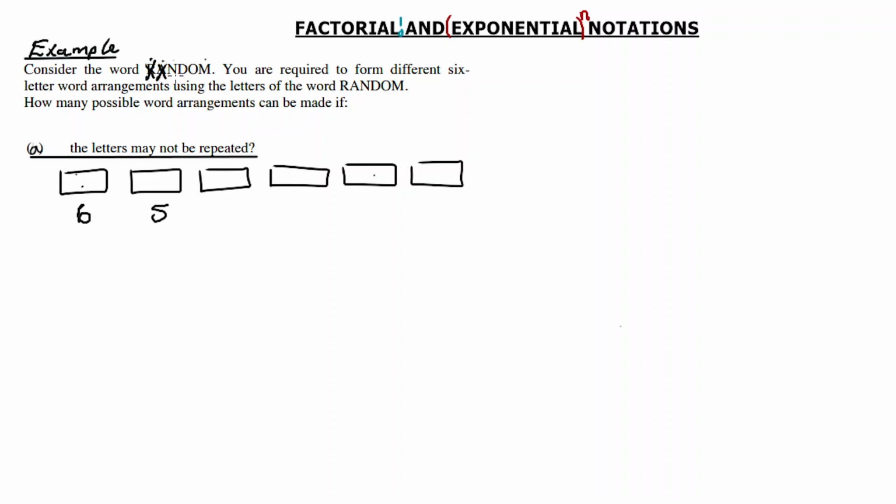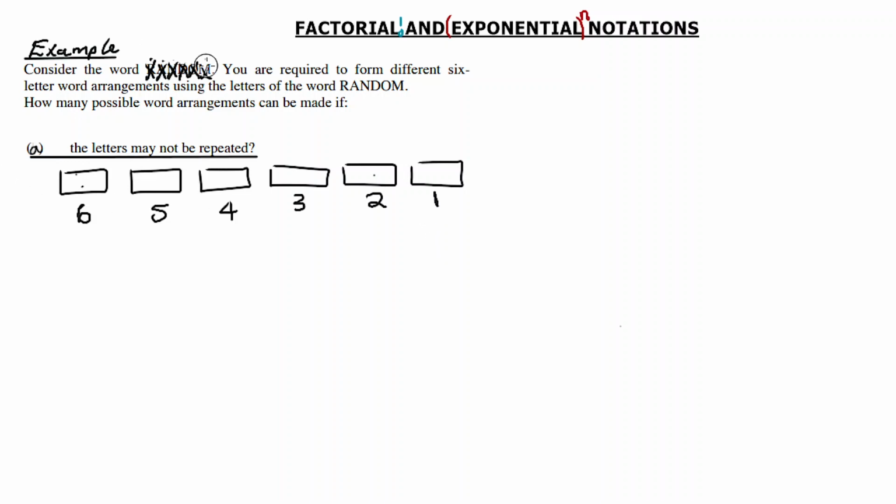I chose A. For the third letter, how many choices do I have? 4. I chose N. And then for the next one, how many choices do I have? 3 choices, D, M, O. I choose one. Then for the second last one I have 2 choices. For the last block I have only 1 choice, which is M.